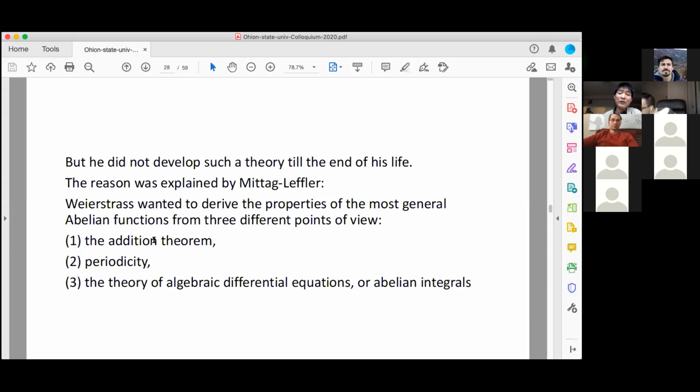One is the addition theorem. As you know, for elliptic integrals, the first breakthrough is the addition formula due to Euler. So for abelian functions, it's similar. The addition theorem is important. Another is that elliptic functions are periodic. Abelian functions are also periodic. The third one is from the theory of algebraic differential equations. Solving a differential equation is like an integral, so this is from abelian integrals. Weierstrass wanted to have a theory of abelian functions from three perspectives, but he met a difficulty.